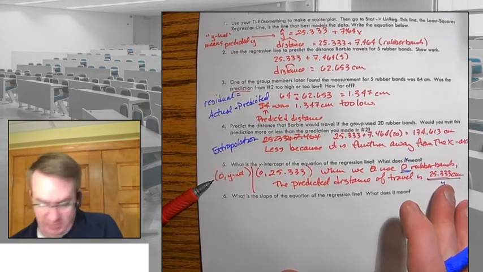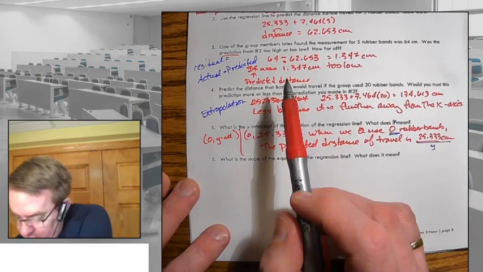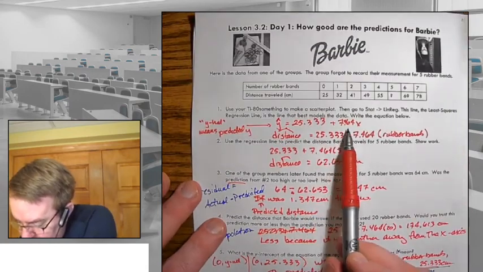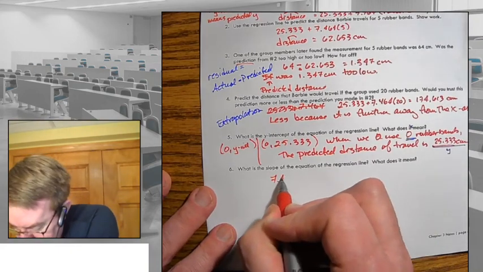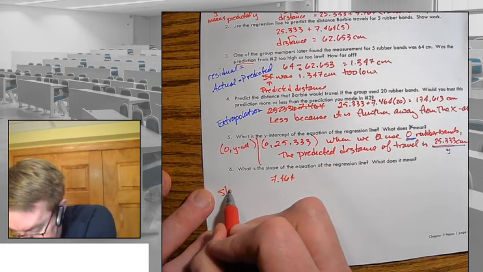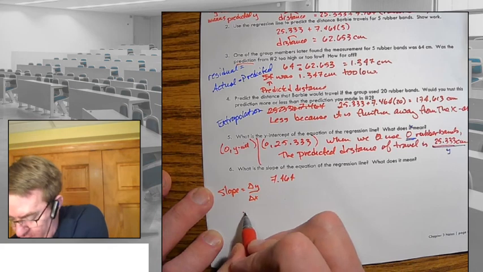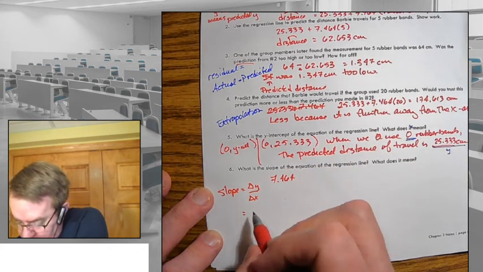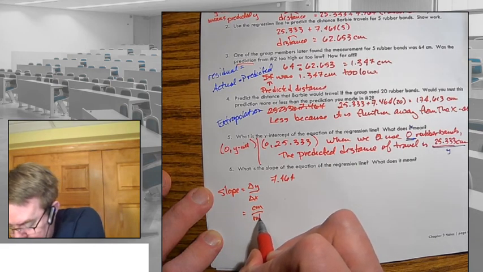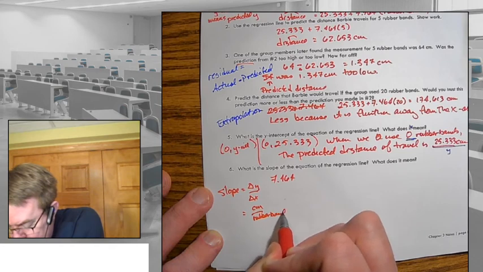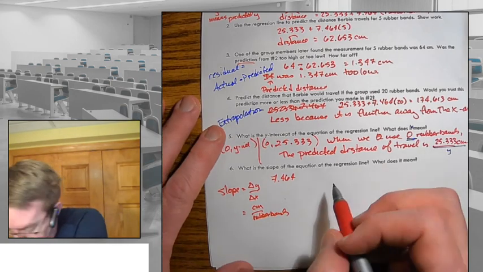What's the slope of this equation of the regression line? Oh my goodness, more algebra one. Well, your slope is which one? The slope's going to be the number out in front of the x, so that means it's going to be this one right here, the 7.464. Now remember, slope is what? Change in y over change in x. And so, what are we measuring y in? We're measuring y in centimeters. We're changing x in rubber bands. So if you have this set up and then you put the variables in, that kind of helps you with that.